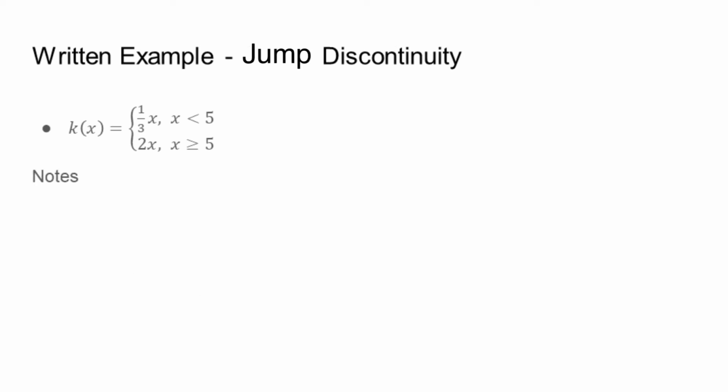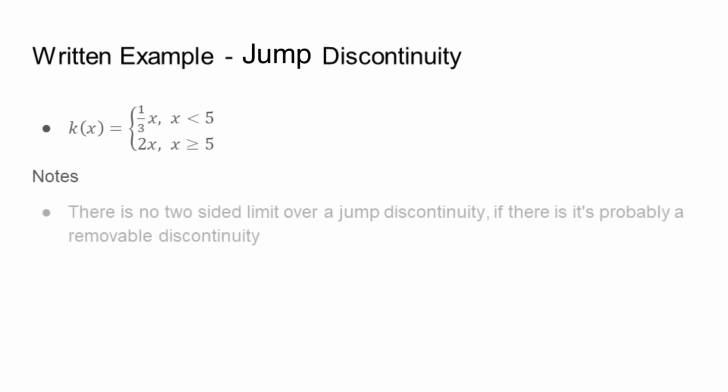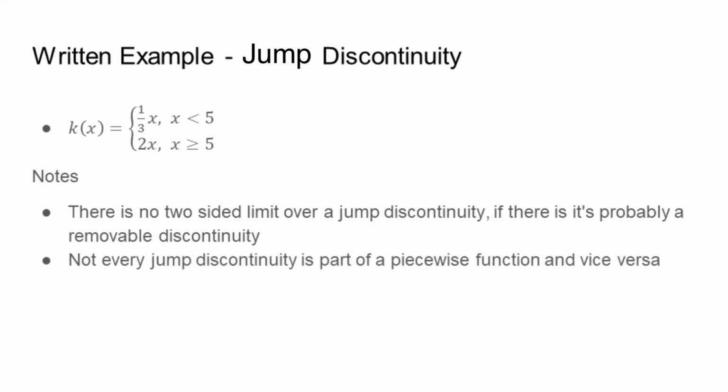Notes for solving jump discontinuities. There's no two-sided limit over a jump discontinuity. If there is, it's probably a removable discontinuity. Not every jump discontinuity is part of a piecewise function and vice versa.